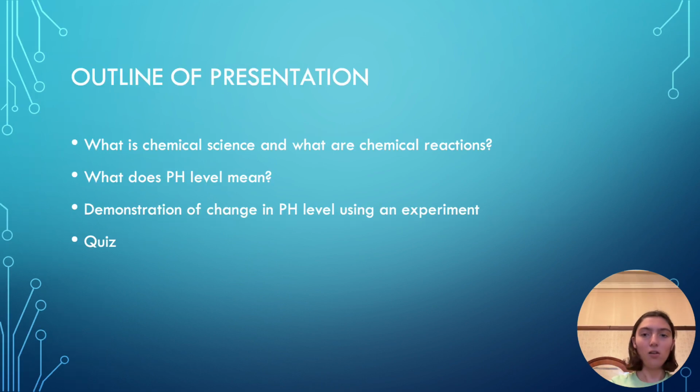Now, our outline of this presentation: we are going to explore what chemical science is, in particular what chemical reactions are, how they're caused, looking at an experiment about changing pH levels, unpacking what pH level means, and after the demonstration of this experiment, there will be a quiz about the content covered in this presentation, so make sure to keep your eyes and ears peeled.